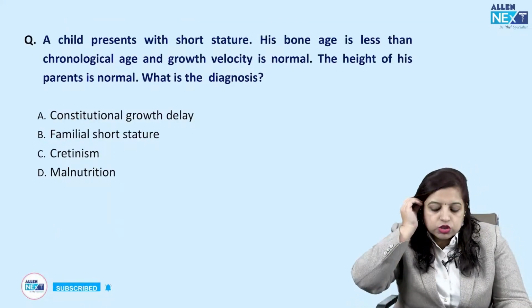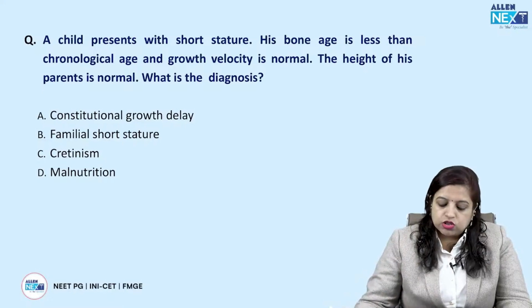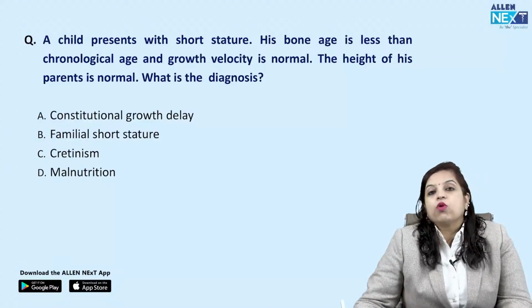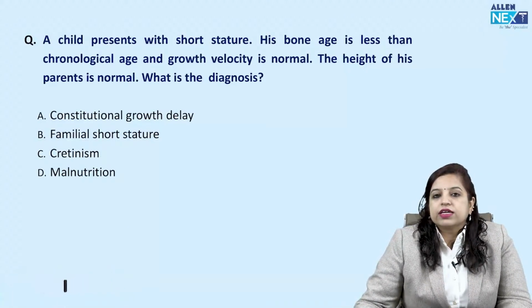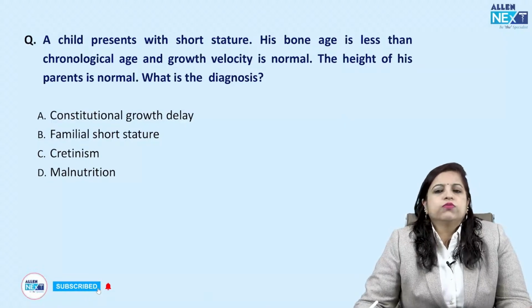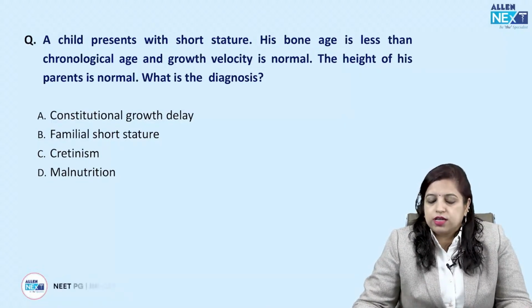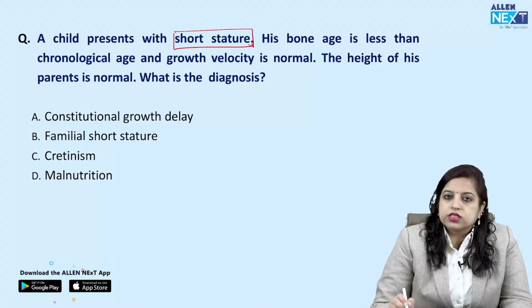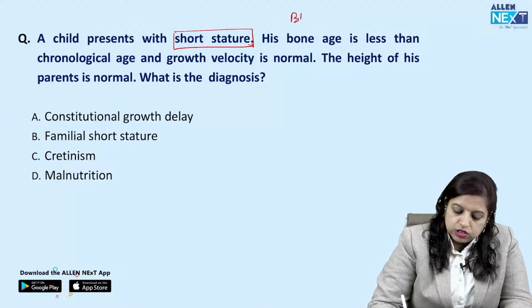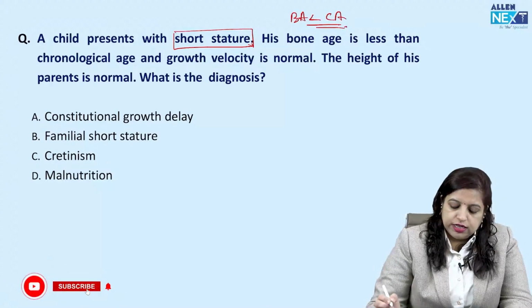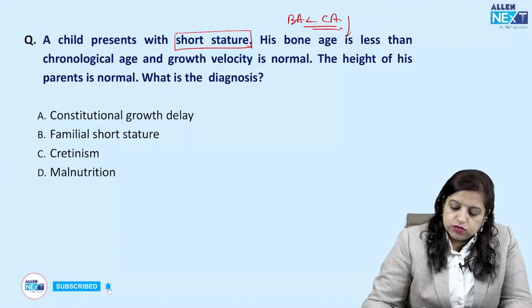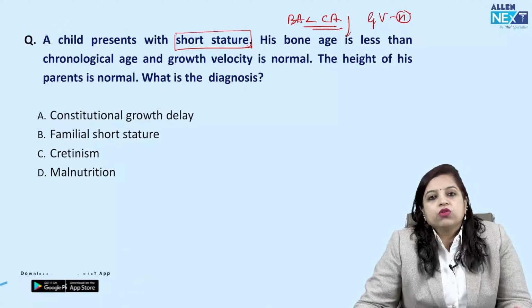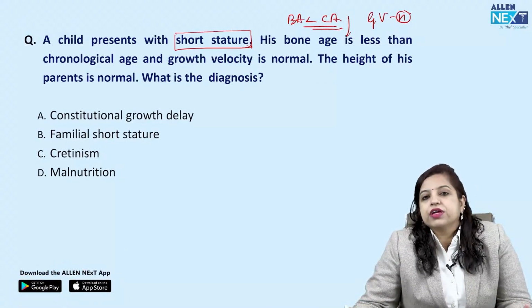A child presents with short stature, his bone age is less than chronological age and growth velocity is normal. The height of his parents is normal. What is the diagnosis? Now here we are getting very important clues. Most of the time the clues are there in the question itself. First of all, it is a child with short stature, and his bone age is somewhat delayed compared to chronological age. And very importantly, the growth velocity is normal, which tells you that nothing serious is happening. No pathology is currently occurring in this child.